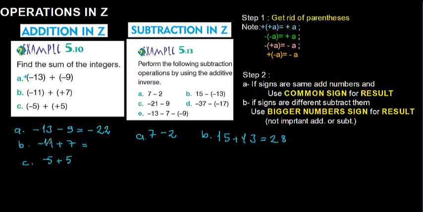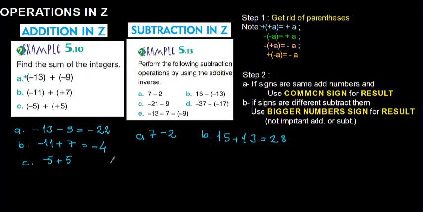Here the signs are different, minus 11 and plus 7. So I'm going to subtract 7 from 11. I'm going to write 11 minus 7, it's equal to 4. And use the bigger number's sign for the result. Which number is bigger? 11 is bigger than 7. So the sign of 11 is minus. So the operation result is going to be equal to minus 4.